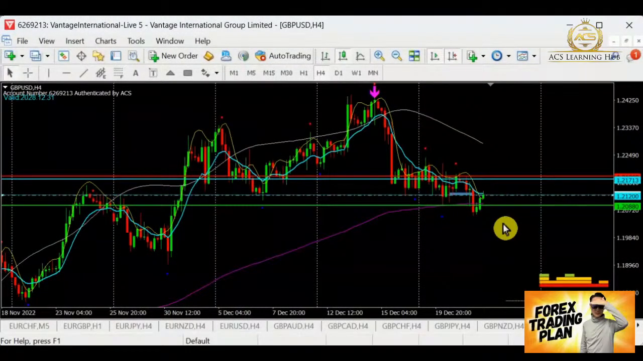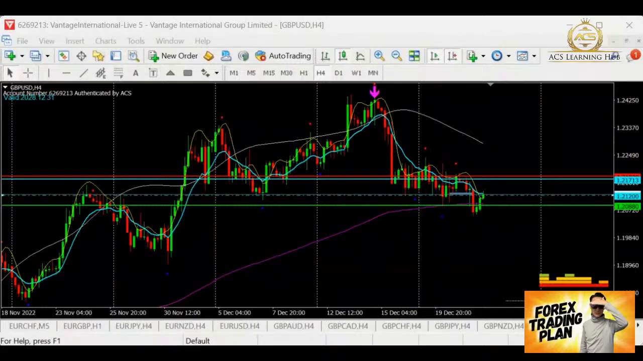Okay, definitely, I think there's a chance. However, we still need a resistance to sell. Right, so let's wait for the resistance to come in before we start selling for the Pound Dollar. Okay, yeah, Pound Dollar is one that we are going to take a look at today. All right, okay, Pound Dollar.